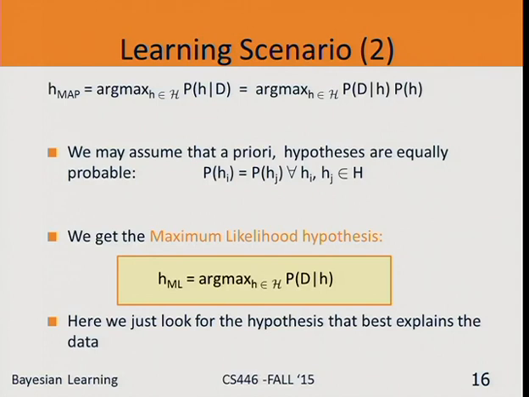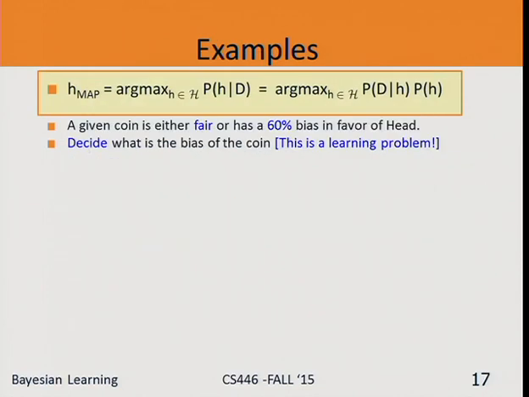Okay, so essentially you can think about it as looking for the hypothesis that best explains the data, right? P of D given H is the probability of the data given the hypothesis. We're looking for the one that best explains the data. Okay, let's start with some examples.